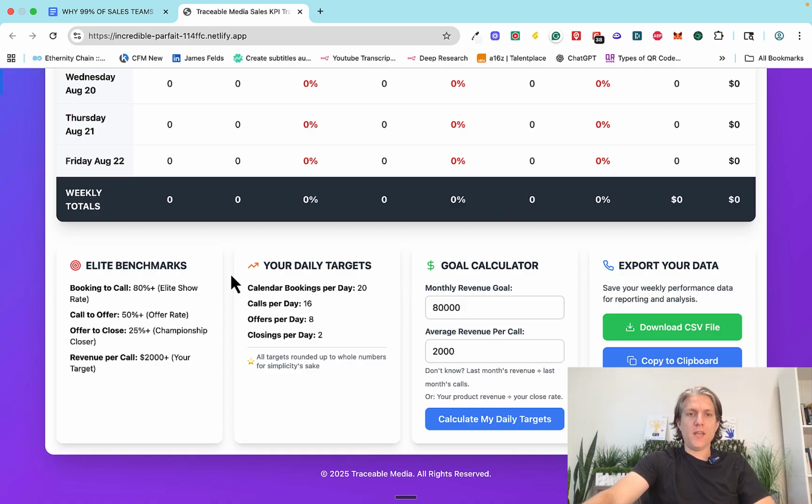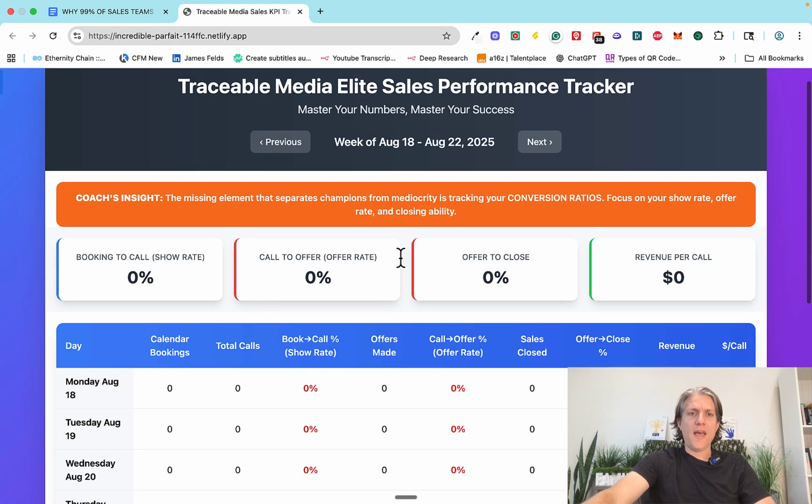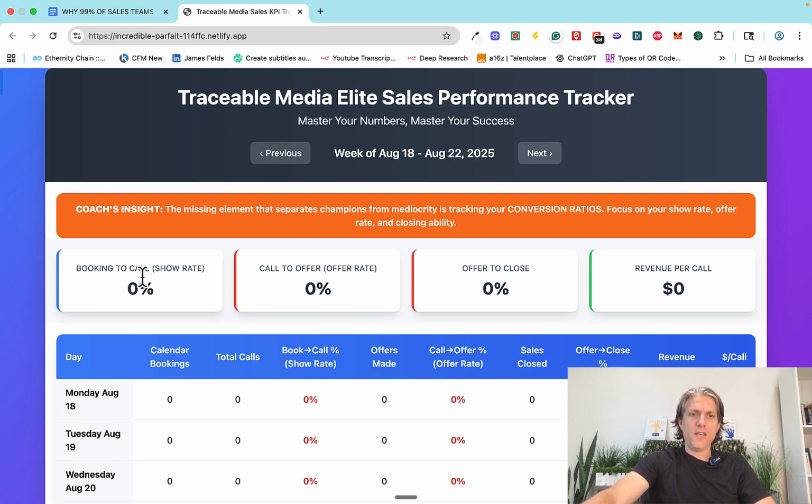We've gone over the goal calculator. We've gone over your daily targets and the numbers behind the calculations. We went over elite benchmarking. We'll eventually show you how to export your data. You just literally click these buttons. We've talked about the show rate, offer to close rate, and revenue per call.